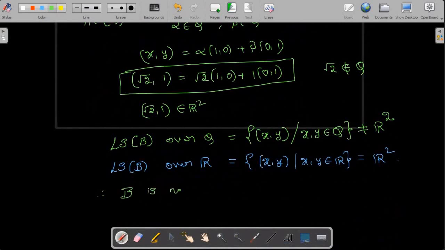So the conclusion is: B is not a basis set for R2 over the field of rational numbers, not the real numbers. But B is a basis for R2 over R. So that's why the field is also important.